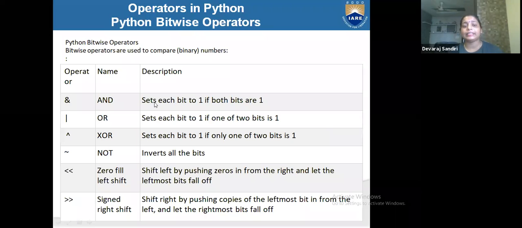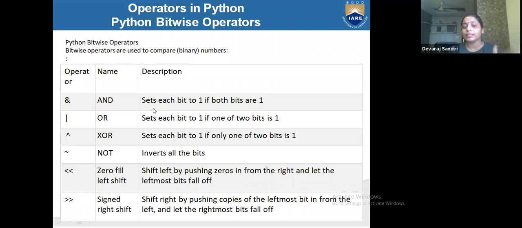Now, the and operator, this is the and symbol, in bitwise form. This is the bitwise operator. Bitwise means our computer will accept only zeros and ones. For that, bitwise operators are required. Bitwise operators are used to compare the numbers. Set each bit to 1 if both bits are 1.